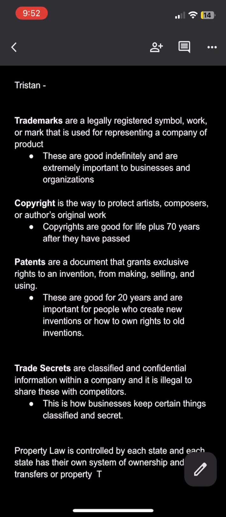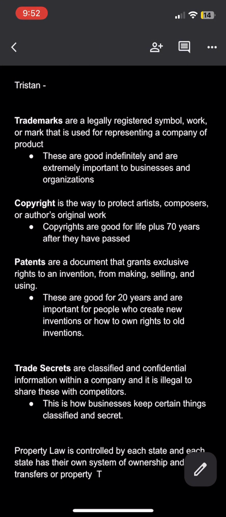Patents are a document that grants exclusive rights to an invention for making, selling, and using. These are good for 20 years and are important for people who create new inventions or who own rights to old inventions. Trade secrets are classified and confidential information within a company, and it is illegal to share these with competitors. This is how businesses keep certain things classified and secret.